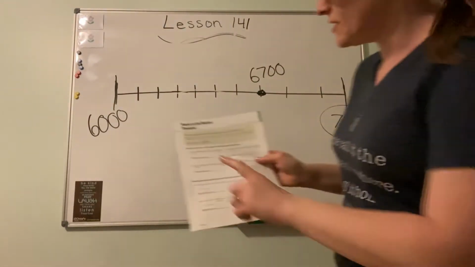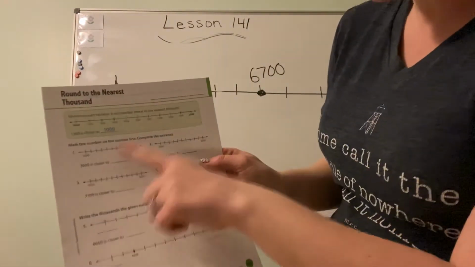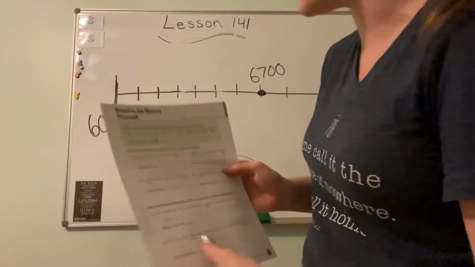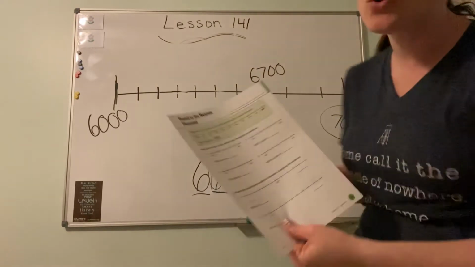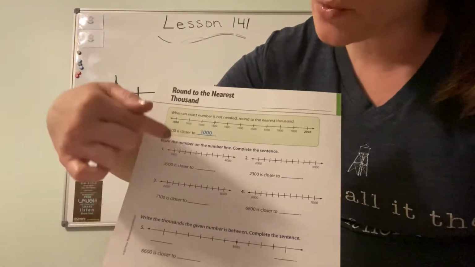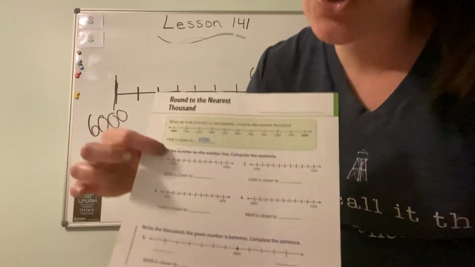So you're going to mark it on the number line. Then you have to complete the sentence. Find out which thousands number it's closest to. And for these first few, they gave you the thousands numbers it's in between to kind of help you out. And you have to write on the line which one it's closer to. But make sure you read the instructions.